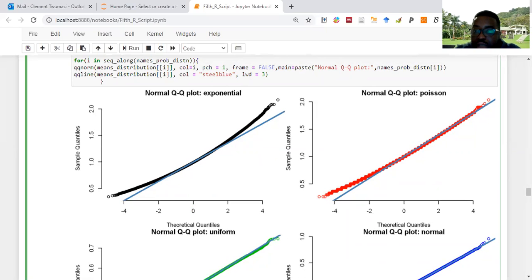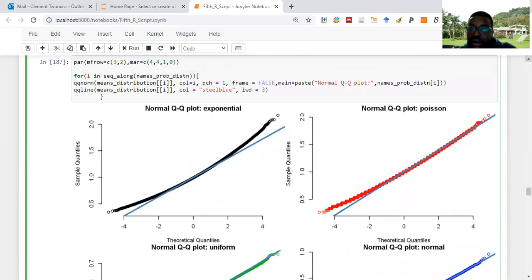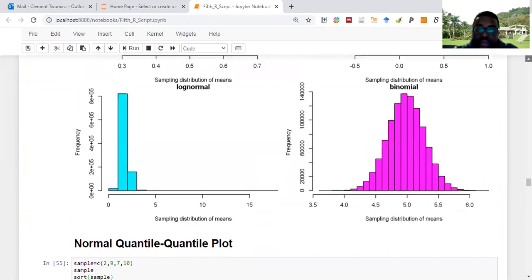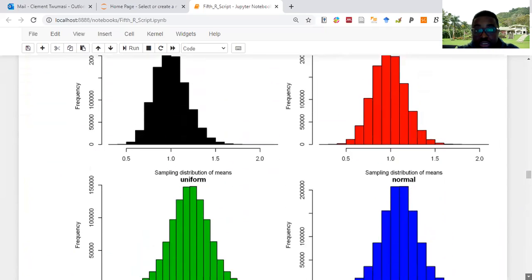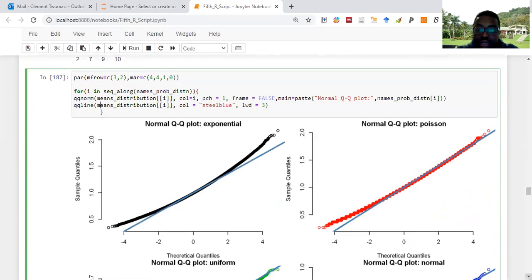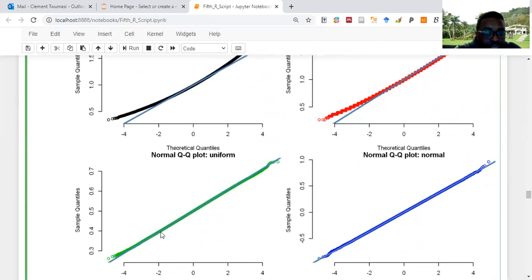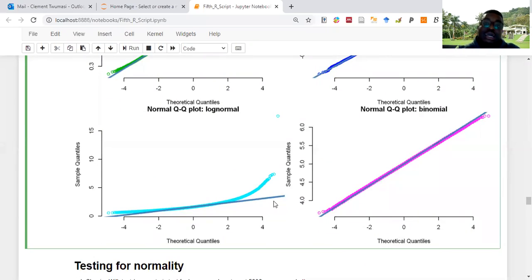Okay, but the Poisson distribution, if you remember from the histogram, was also almost normal in terms of the sampling distribution of the mean. And if you look at the QQ plot, it's clearly doing better than the exponential, because here almost the upper part is on the line of best fit, but it's the lower part that deviates a little bit. If you look at the uniform, it's also almost perfect, right? And if you look at the normal, it's perfect. And if you come down to the log normal, you can clearly see.